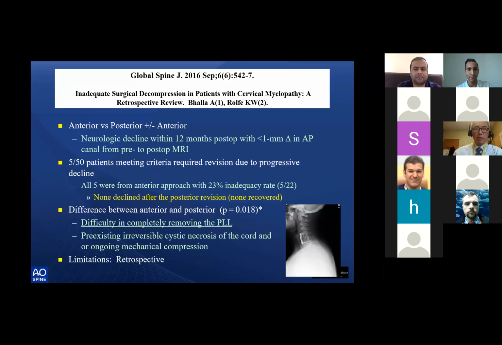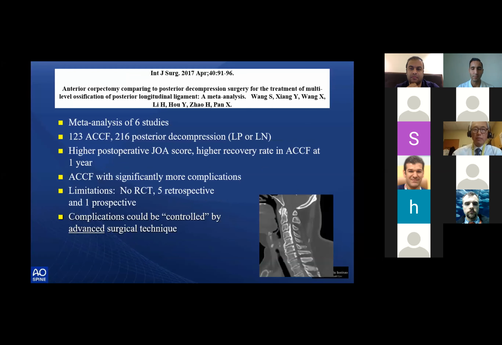What about another paper that talks about inadequate decompression of anterior cervical procedures compared to posterior decompression and fusion? This study looked at 50 patients who progressed after their initial operation. All of those who had progression were from anterior procedures, and the conclusion was difficulty in completely removing the PLL. And I think most of us agree it's not always easy to take down the PLL in a really difficult case. Unfortunately, this has a limitation because it is a retrospective study.